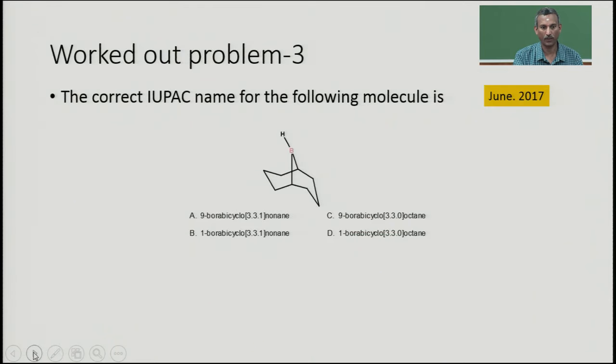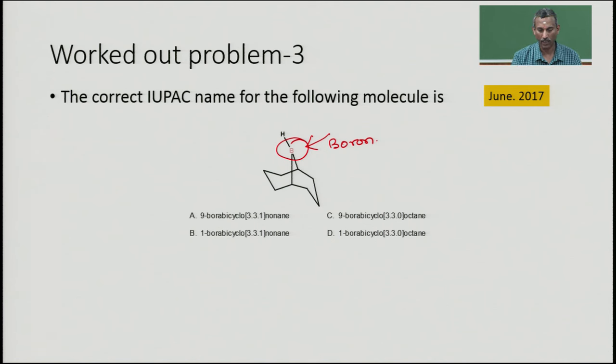Here we have to identify the correct IUPAC name for the following molecule. So, here one of the difference from what we have seen earlier is we have a heteroatom. So, here the heteroatom is boron. So, now the main question that comes into our mind is, should the boron be included in the numbering, or should we not include the boron in the numbering?